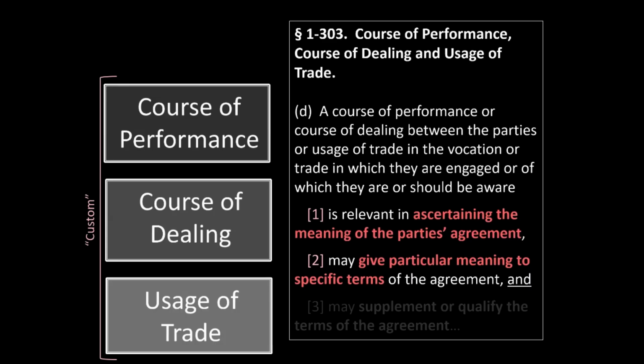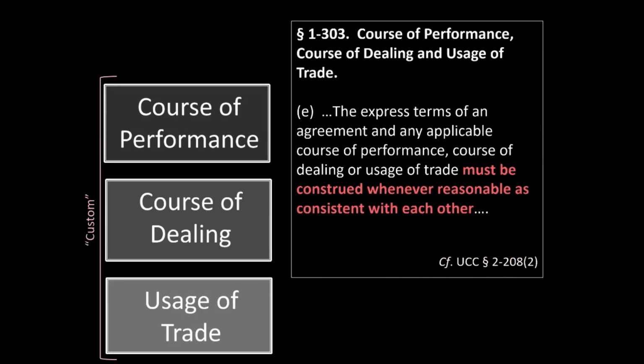In addition to telling us the role that custom plays in the parties' agreement, Article 1, Section 303 likewise provides guidance on how custom interacts with the express terms of the parties' agreement. Specifically, subsection E says that if the express terms of the parties' agreement seem to be in conflict with applicable course of performance, course of dealings, or usage of trade, then, whenever it is reasonable to do so, the express words and custom must be construed in a manner that is consistent so that there is no conflict between the express terms or any course of performance, course of dealings, or usage of trade.